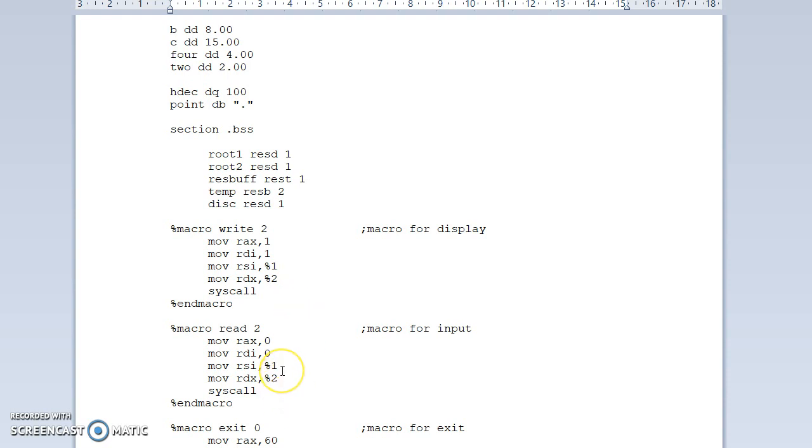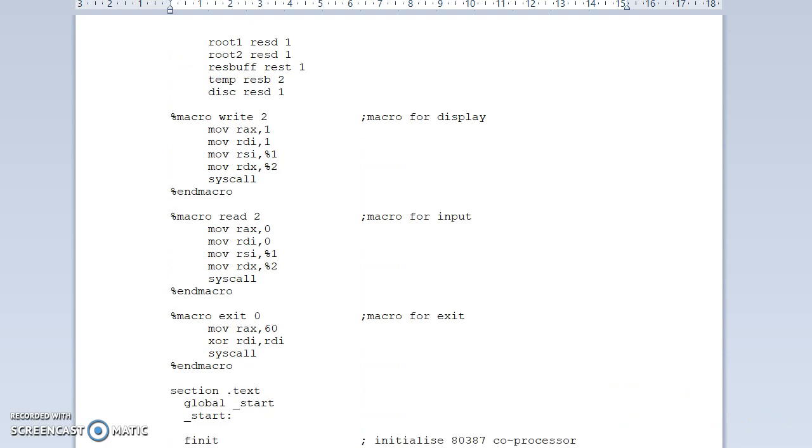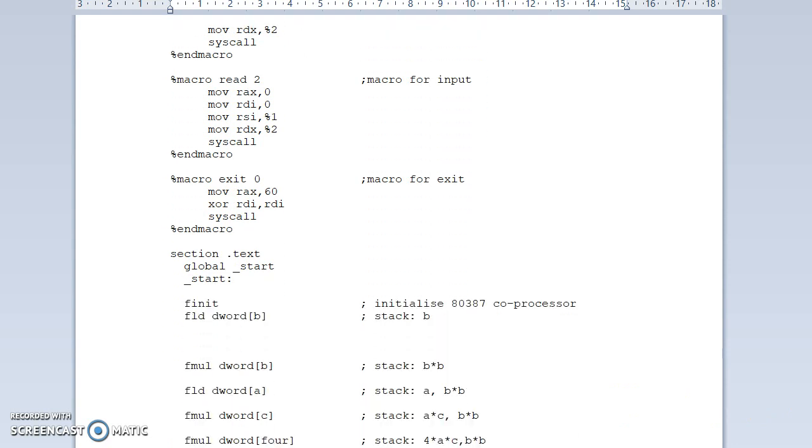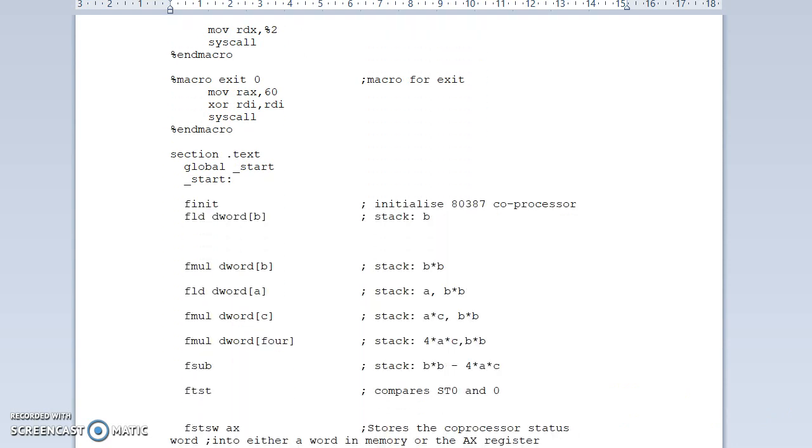Similarly, there is a macro for read where RAX has been passed with 0 system call number for reading, and we have the syscall. This is as usual as we use in our normal assembly programs. Now as you can see in the program, the instructions starting with F are associated with the 80387 coprocessor. So first instruction given is FINIT to initialize the coprocessor.